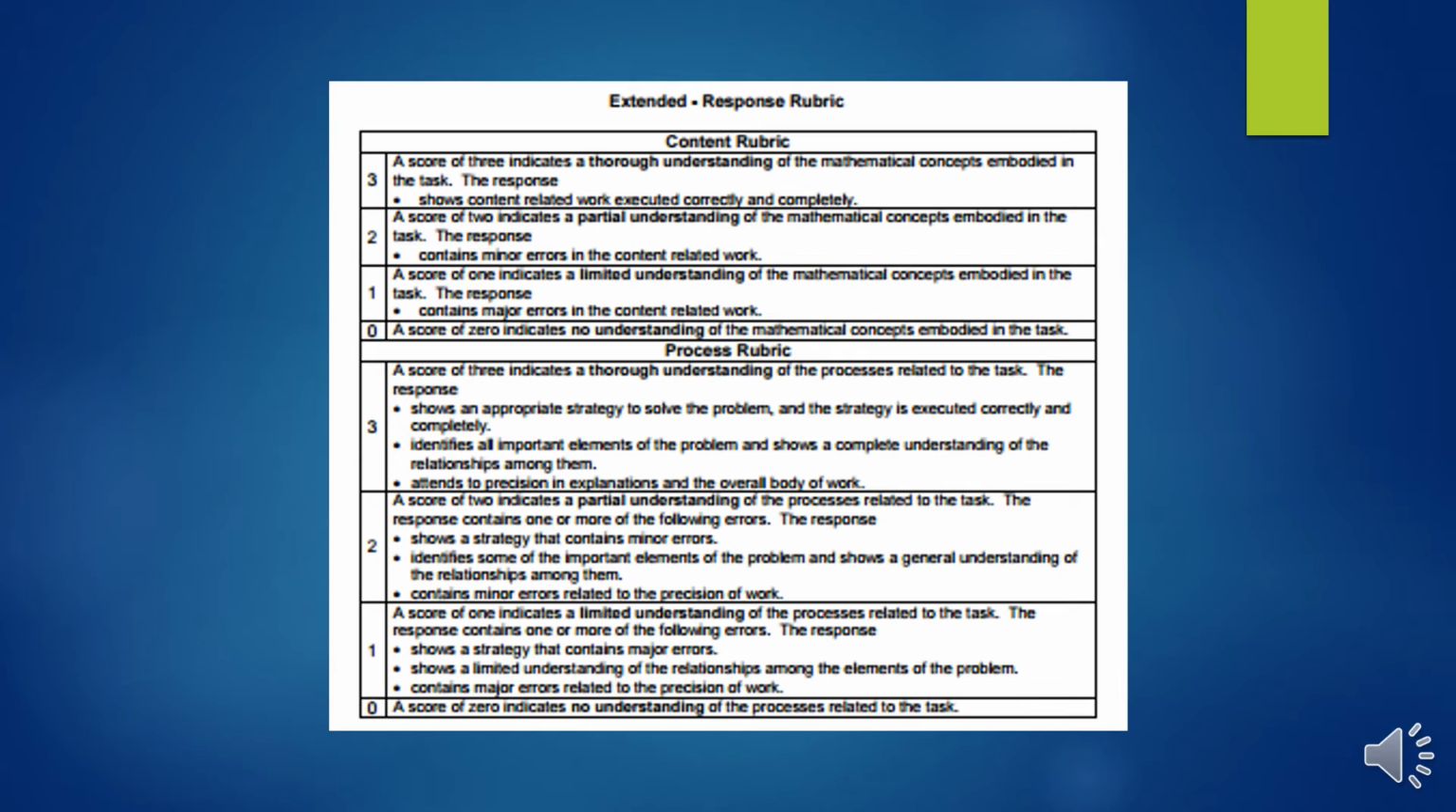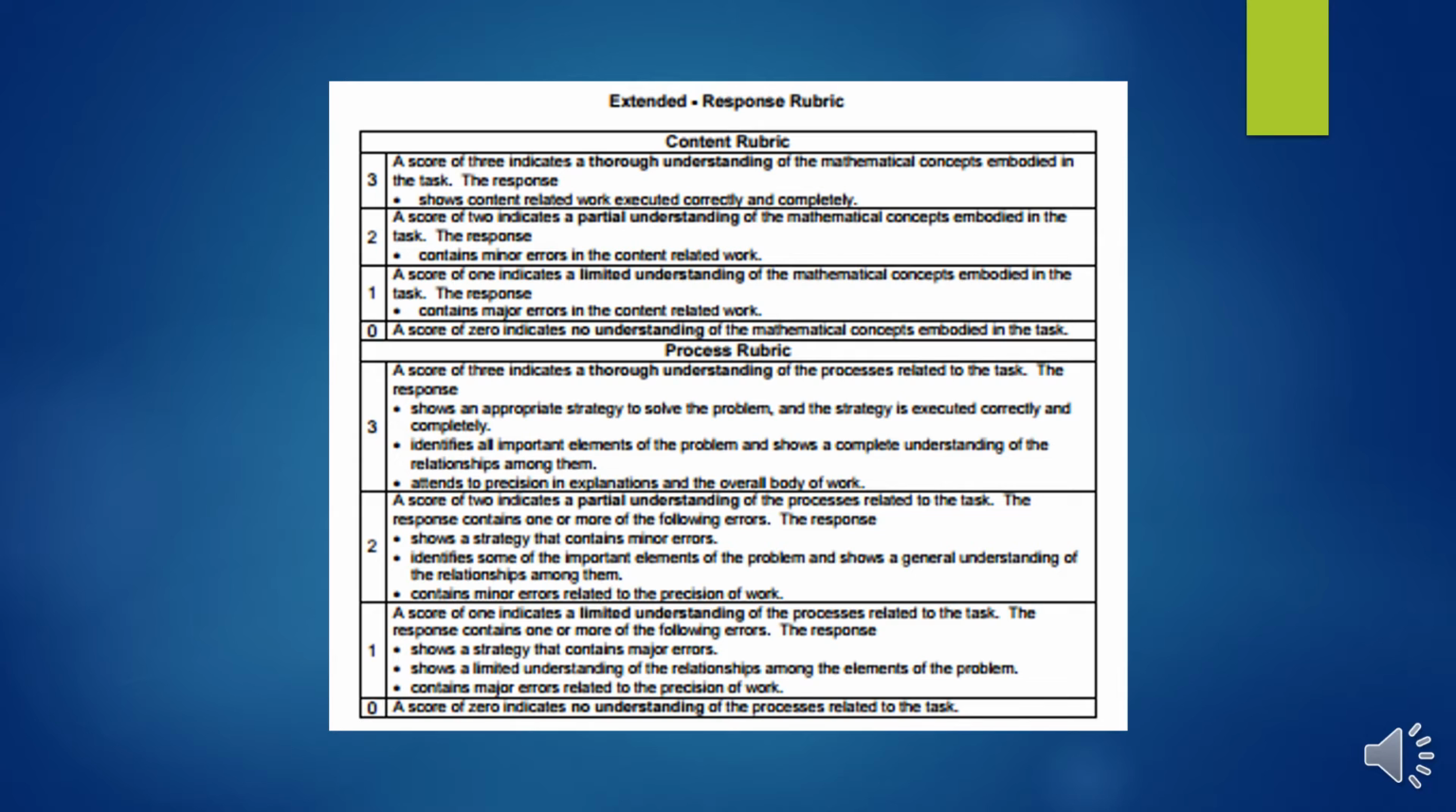A score of 2 indicates a partial understanding of the processes. So you got off to a good start, but you might have one or more of the following mistakes. The strategy that you used might contain some minor mistakes. Or you might have identified the important elements and shown a general understanding, but you weren't quite precise enough. Or it might contain minor errors related to the precision of work.